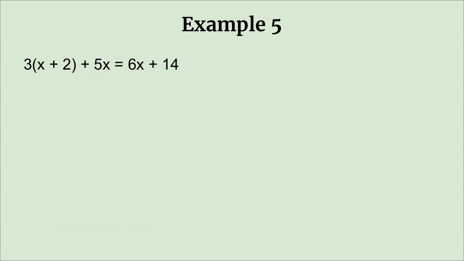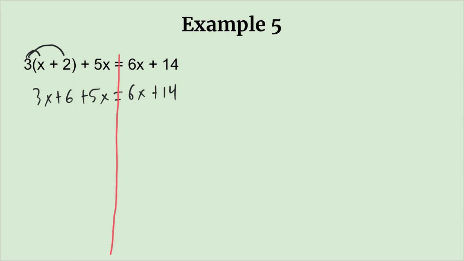All right, our last example for today, and then there'll be a couple of review. We're going to distribute this 3 out first, so we get 3x plus 6 plus 5x equals 6x plus 14. Notice this is an equation that has equal signs. All of the other examples we've done so far are what we call expressions, where they don't have an equal sign, so it's just simplifying. Here, when you have an equal sign, you're solving. So you're trying to find what does the variable equal.